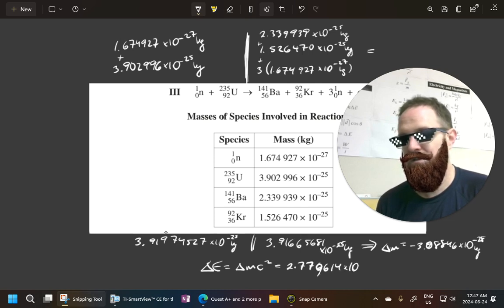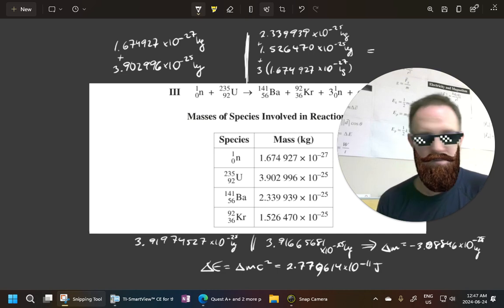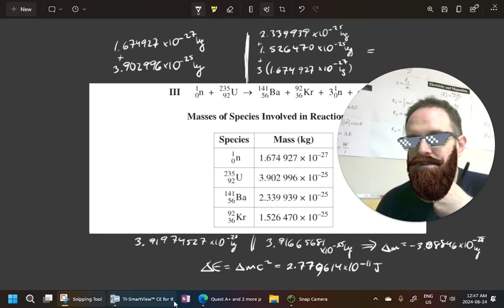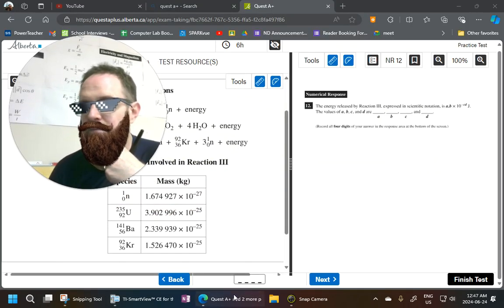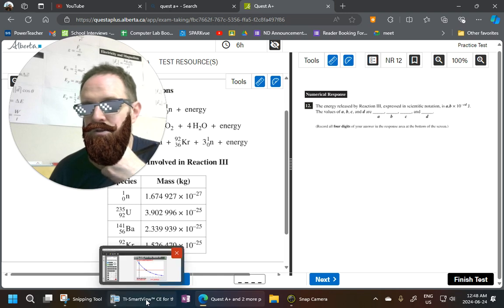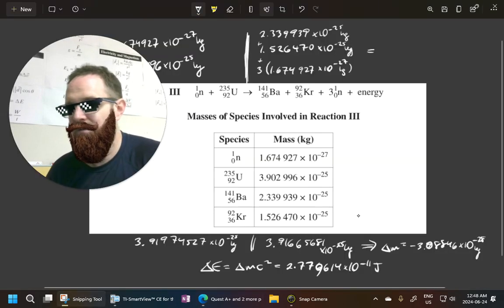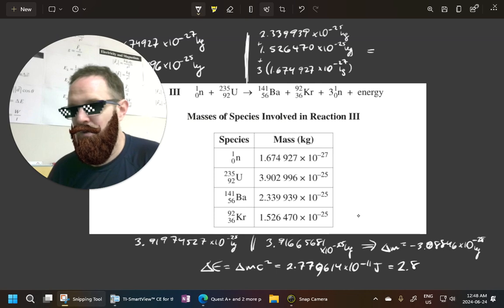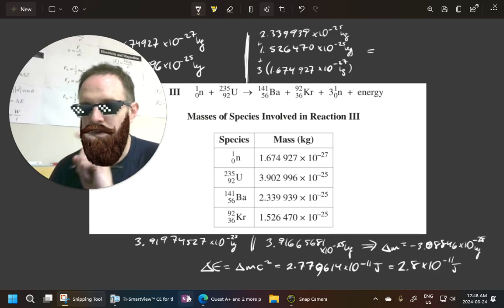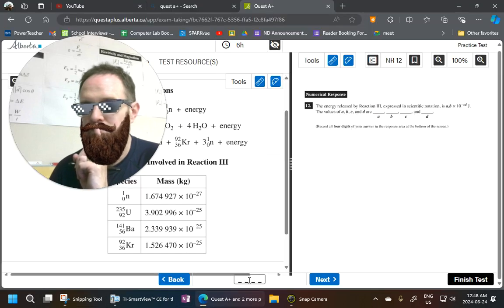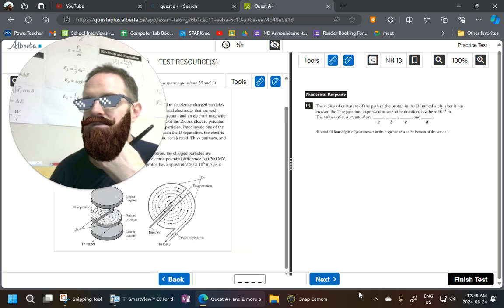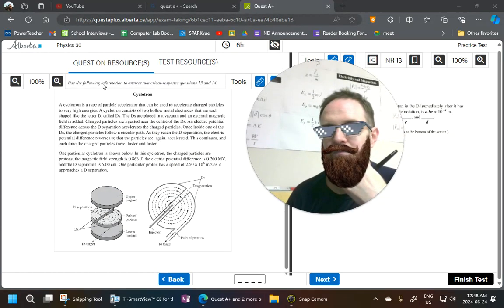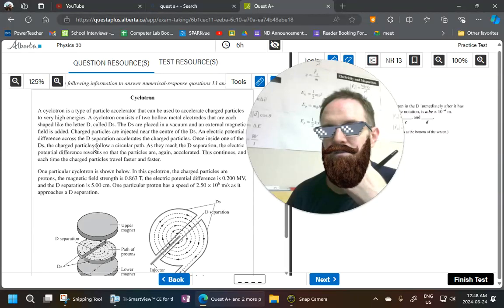9614 times 10 to the negative 11 joules. Okay, so now we have the energy in joules. Is that what I want? Yeah, I want it in joules. Sweet. Okay, so they just want 2 sig digs and 2 decimal places here. So let's go back to my number here. So I get 2.8 times 10 to the negative 11. So 2811. Sweet. Next. All right, so we got the cyclotron here, going around and around in circles here.